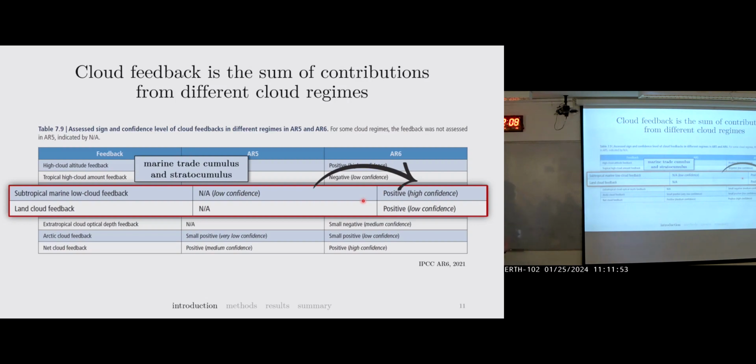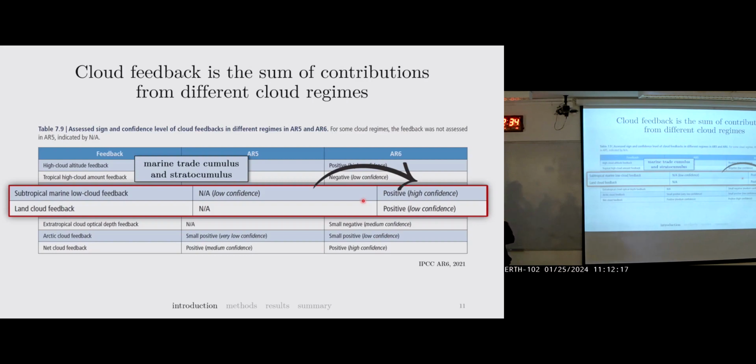What do I mean by this? We had no available estimation in the former IPCC. Today we understand with fairly high confidence that the feedback from these types of clouds, the marine shallow clouds, is positive. Exactly because we expect less of them to form in a changing climate, which will reflect less radiation and will translate to a positive feedback.